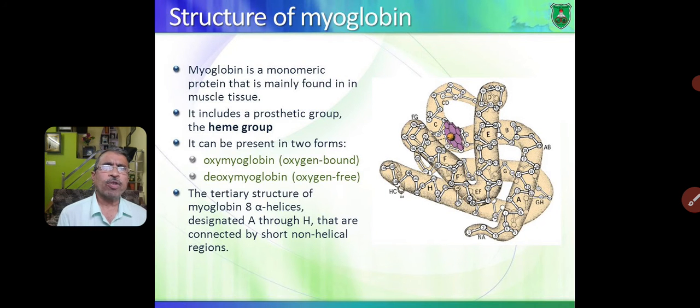Here I have shown the structure of myoglobin. Myoglobin is a monomeric protein that is mainly found in muscle tissues. It includes a prosthetic group, the heme group. It can be present in 2 forms, oxymyoglobin and deoxymyoglobin. Oxymyoglobin is oxygen bound, deoxymyoglobin is oxygen free. The tertiary structure of myoglobin contains 8 alpha helices designated A through H that are connected by short non-helical regions.